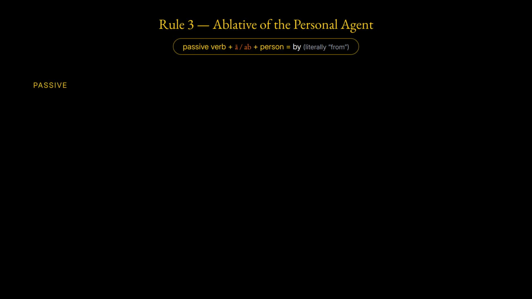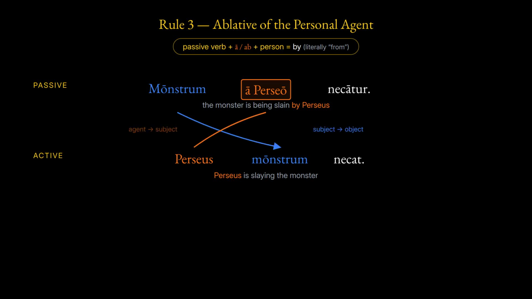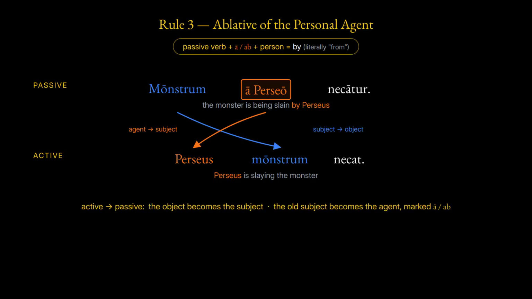Rule 3, the personal agent. When a passive verb names the person by whom the action is done, that person stands in the ablative with a preposition, ab. Word for word it still means from, yet we translate it by. Watch a monster meet its end. Monstrum a Perseo necatur. The monster is being slain by Perseus. Turn the sentence active and the pieces trade places. Perseus monstrum necat. Perseus is slaying the monster. Going from active to passive, the object becomes the subject, and the old subject becomes the agent, the ablative marked with the preposition that means by a person.